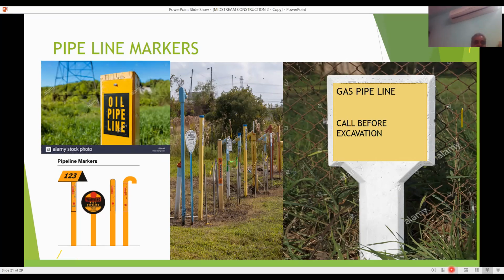After backfilling, there are pipeline markers. Pipeline markers will be reflecting like this. Once the line is completed in all respects, and before handing over, install all these markers: oil pipeline, gas pipeline, and any excavation. Here you can give the phone number, whenever renting or training is there, these things are there.